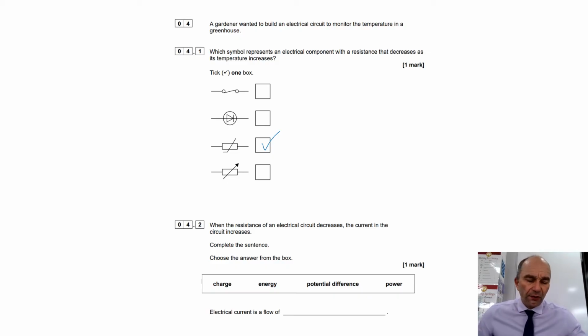Now when the resistance of an electrical circuit decreases, the current in the circuit increases. Complete the sentence. And this is to do with what is an electric current. It's a flow of what? Well, the only answer we've got here is it is a flow of charge. That's it, that's our definition. Again, it's a definition you need to know.